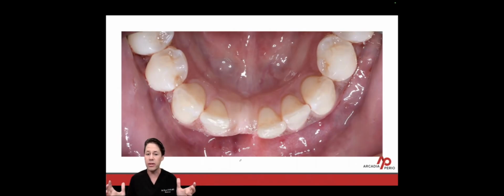Again, you look here clinically, you're thinking, what ridge defect? Maybe, are you referring to this, Dr. Peterson, right here? No, no, no. Let's look at this radiographically on the next slide. The one thing I want you to notice, though, is we have an abundant amount of thick keratinized tissue. I think that's our saving grace in this case.